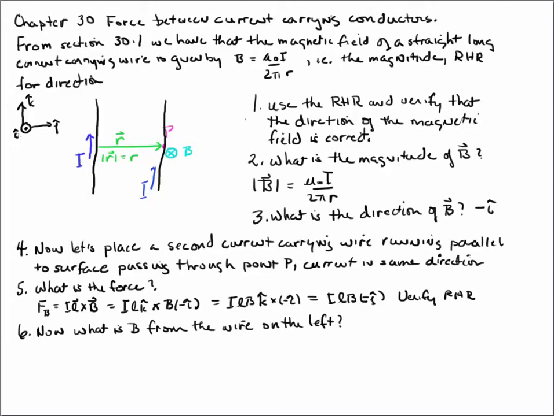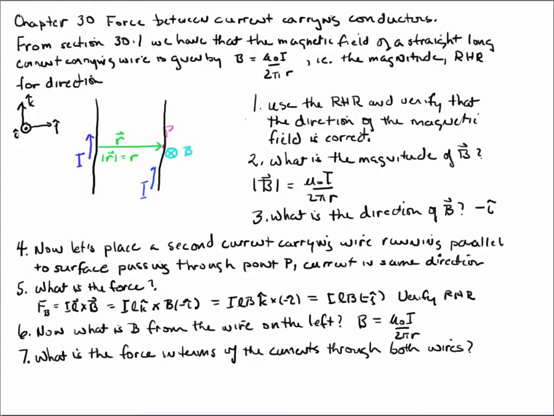Now, what is B from the wire on the left? And that's simply mu naught I over 2 pi r. So now how can we combine this in the equation for the force? Because we want B in terms of the current. So what is the force on the wire on the right, the current carrying wire on the right, in terms of the currents of both wires?